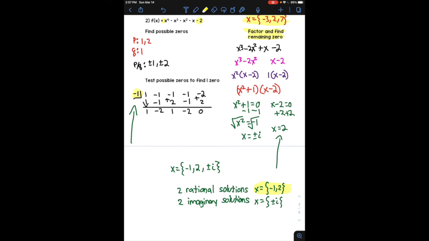So on your assignment later on, if they're only asking for your rational solutions, that would be the -1 and 2. Please let me know if you guys have any questions.